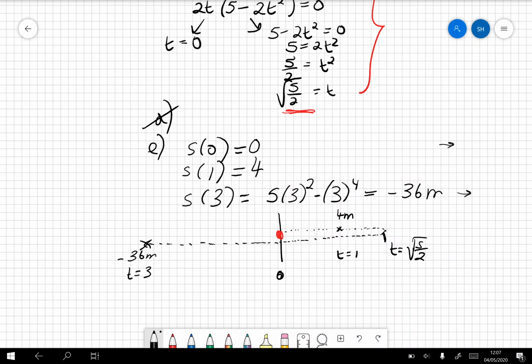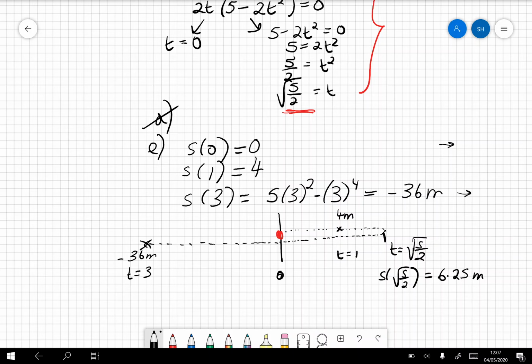So we can do S of root 5 over 2, which we would do in a calculator. If you put that into the function in your calculator, so you do 5 times root 5 over 2 squared minus root 5 over 2 to the power 4, then you find that you get the number I'm looking for in the book, 6.25 meters. So the furthest point in the positive direction that the particle reaches is 6.25 meters.